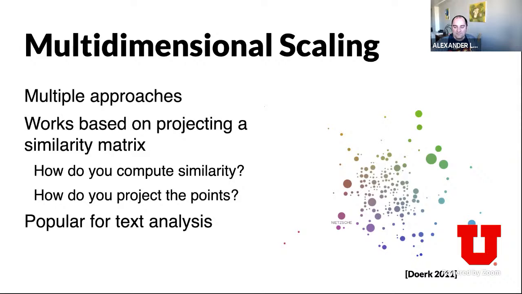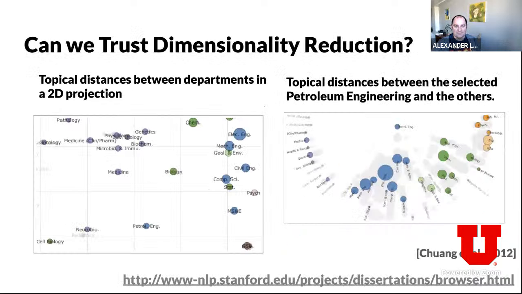This is what the design critique we did last time used. It used multidimensional scaling to project these points, either philosophers or musicians, into 2D space, and to place items that are similar close to each other. Multidimensional scaling is pretty popular for text analysis. We'll talk a little bit about that later.